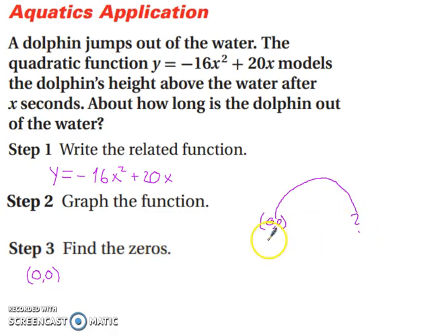So you can use the trace feature on your calculator and trace the graph until you end up with your value for this. You end up with, in this case, about 1.25. So the dolphin is in the air or out of the water for about 1.25 seconds. And that ends our video lesson on solving quadratic equations by graphing.